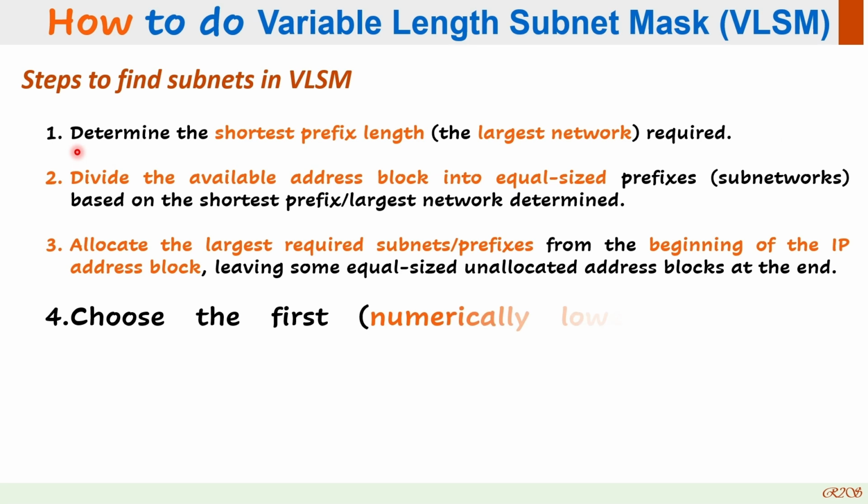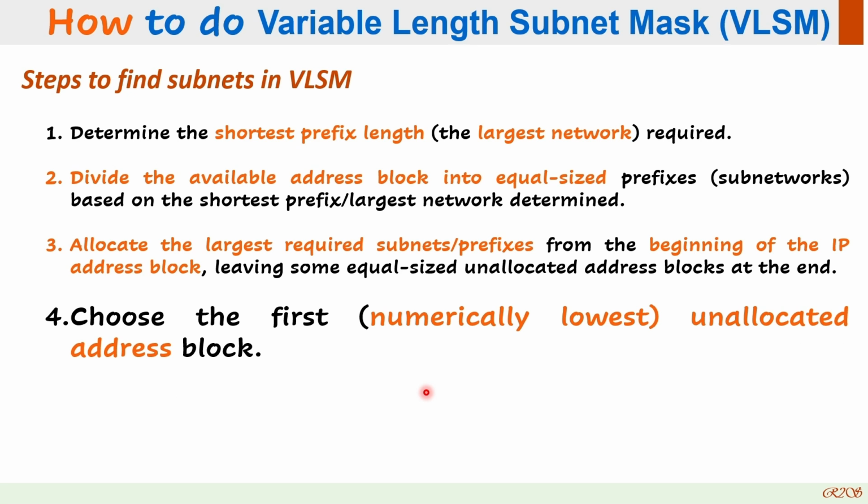Then the fourth step is, now we need to choose the first unallocated address. So consider we divide into 8 subnetworks. The first one we allocate to the largest network, and then from the remaining 7 we will select the first one, or the numerically lowest unallocated address. And then we just repeat step 1, step 2 and step 3, and you will do the subnetting, or VLSM, variable length subnetting, without any mistake.